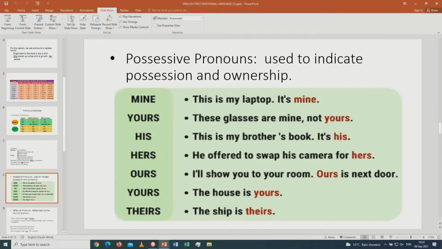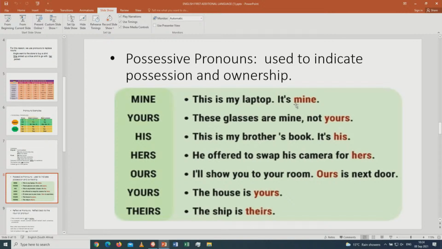Now we come to possessive pronouns. Possessive pronouns are used to indicate possession and/or ownership. Examples are mine, yours, his, hers, ours, yours, theirs. When you use them in a sentence, you say, this is my laptop. To show the ownership of this laptop, we say, it's mine. Mine is a possessive pronoun.